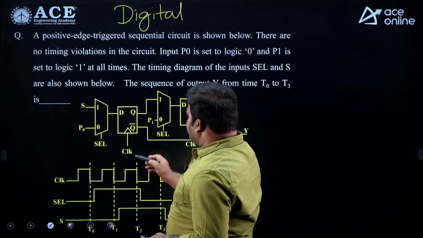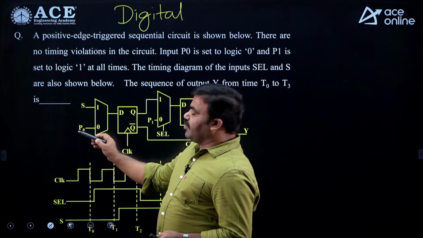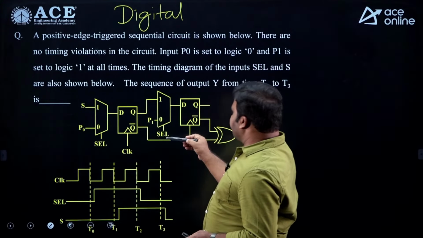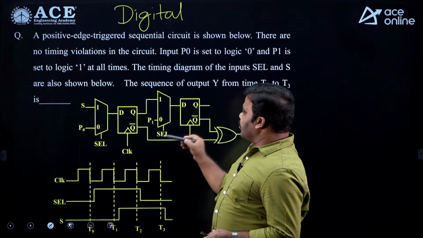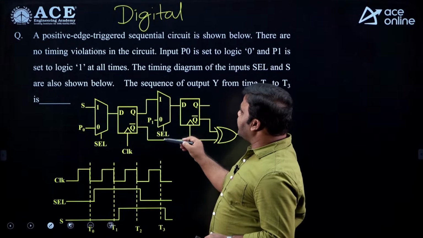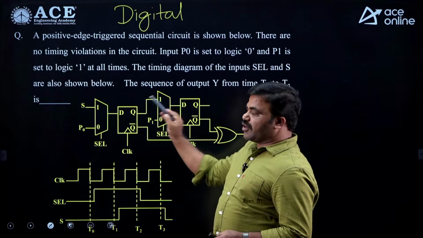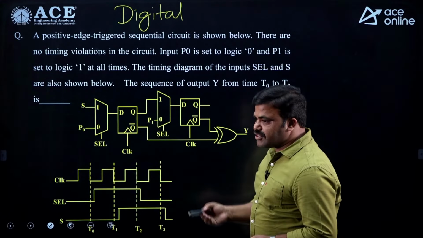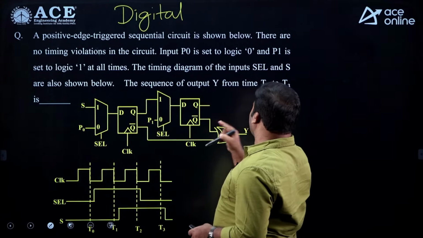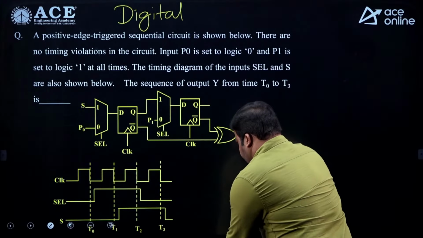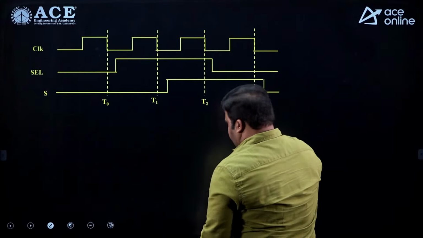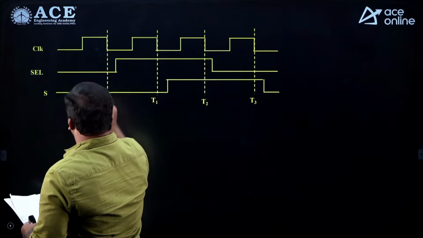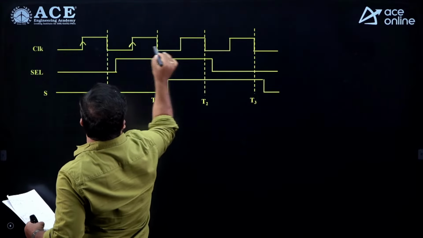So, if you are observing that at select line 0 we are getting P0, at select line 1 we are getting the S signal, and when you observe this in the second circuit, the second flop, select line 0 gives P1 and select line 1 gives the output of the first flip flop, and these two are XORed. That is what we need to write as the output waveform. Then we see what can be the Y at T0, T1, T2, T3. So, if you see in this select line, the first positive edge triggered flip flops.